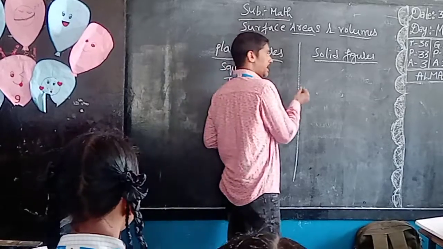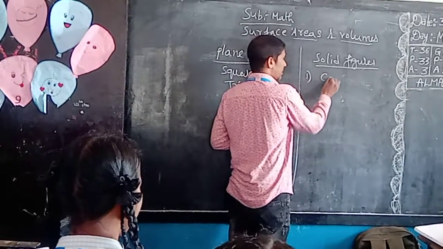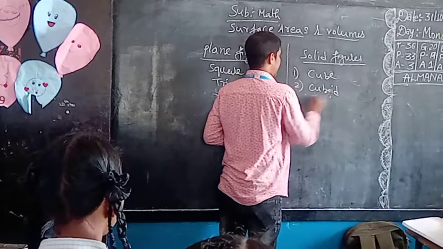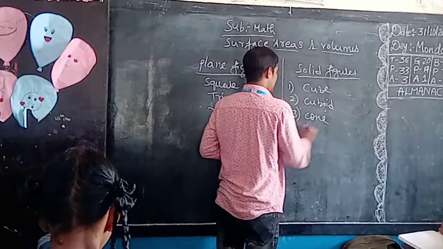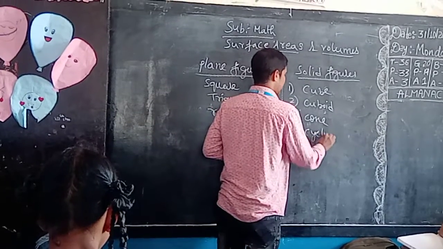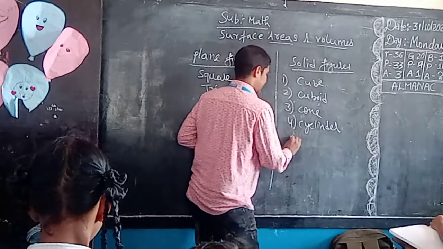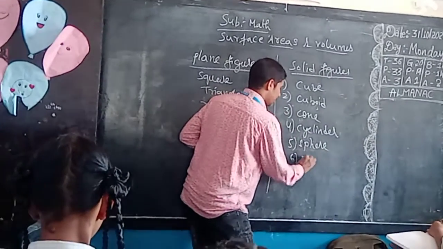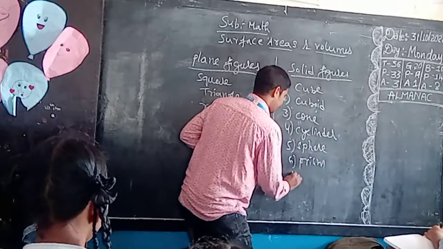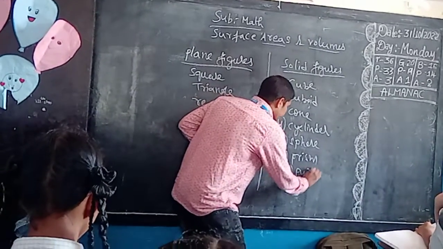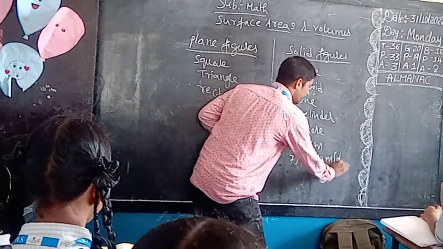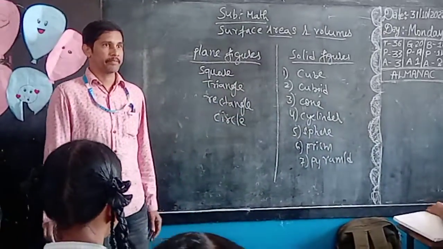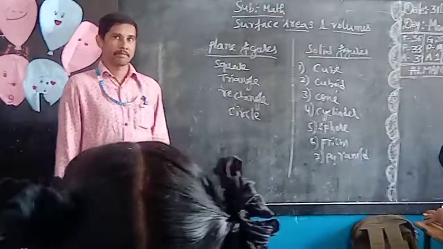So what are the solid figures we have? Cuboid, cone, cylinder, sphere. Is a sphere a solid figure or not? Yes, sir. Sphere, prism, pyramid. Prism and pyramid are also solid figures. Okay, so note this down.